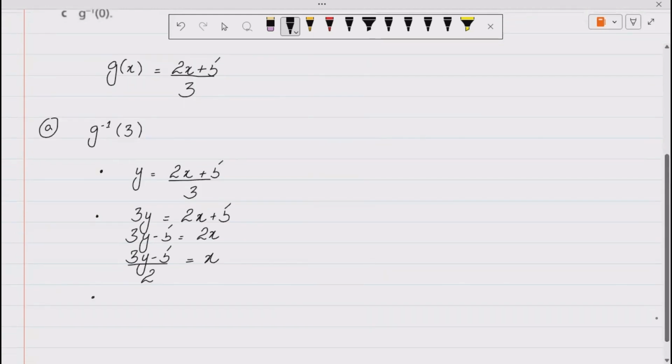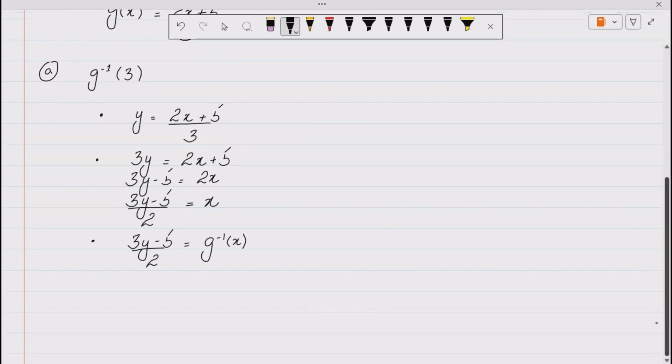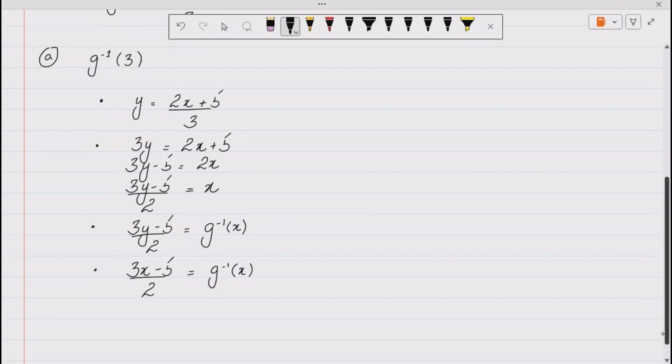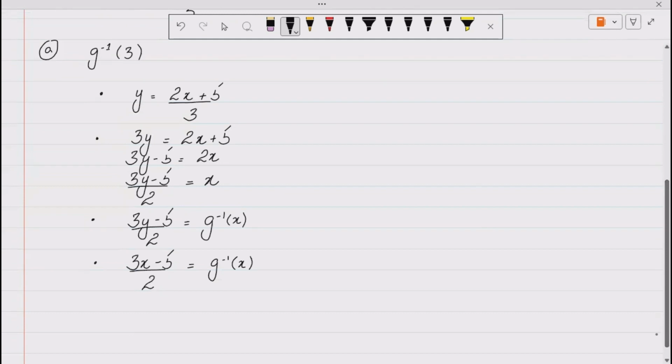In the third step, what do we have to do? We have to just replace this x with g inverse of x. So (3y minus 5) over 2. Now we have x, right? And we have to find the inverse of g of x, so instead of x we write g inverse of x, and instead of y we place x. So g inverse of x is (3x minus 5) over 2. We already did these steps in a very concise way in our previous lecture. Okay, so this is the inverse.